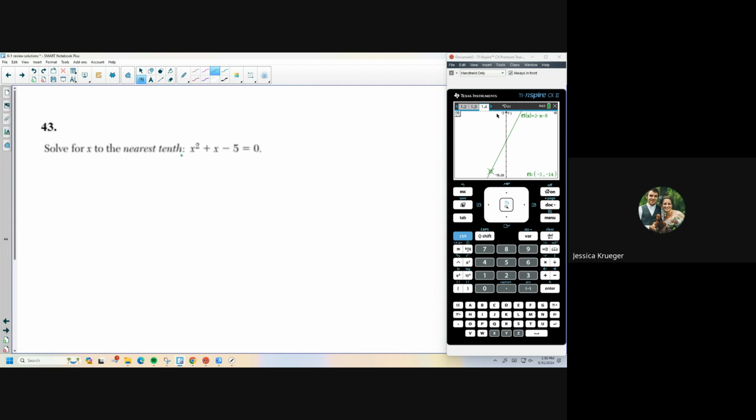Solve for x to the nearest 10th. Remember, if you're solving a quadratic to the nearest 10th, you are most likely looking for irrational answers, which means quadratic formula. It's equal to 0, so I'm good to go. A is 1, B is 1, and C is -5. You're going to take out your reference sheet and copy down the quadratic formula.